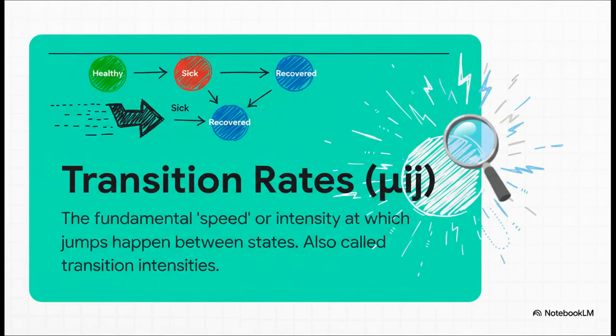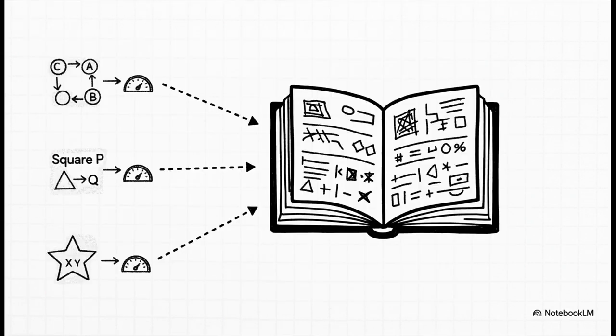And that's where transition rates come in. For every single possible jump, like from healthy to sick, there's a number, a rate, that basically acts as its speed. If the rate is high, jumps happen all the time. If it's low, they're super rare. Simple as that. So you can imagine, for any model, you've got a whole bunch of these rates for all the possible jumps. And the cool thing is, you can gather them all up and put them into one neat, tidy rule book that explains the whole system.